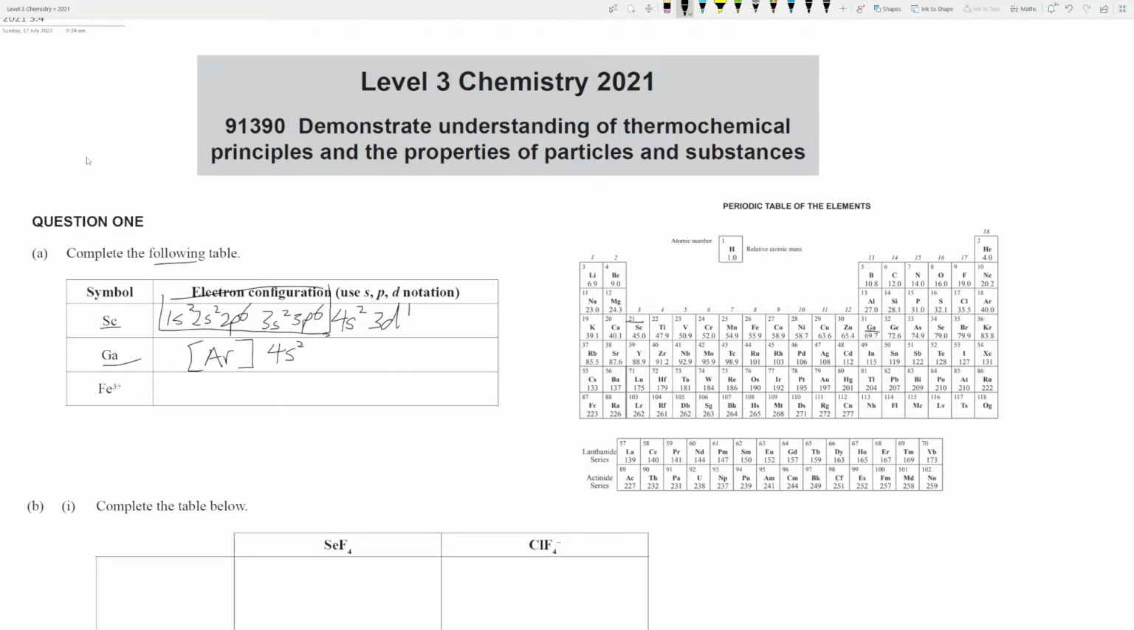Just write Ar, that will be perfectly fine. So that's 18, this is 20, 3d10 is the next one, that's 30, and then 4p1, and that's for 31 electrons. All right, for Fe3+, Fe3+ is here.